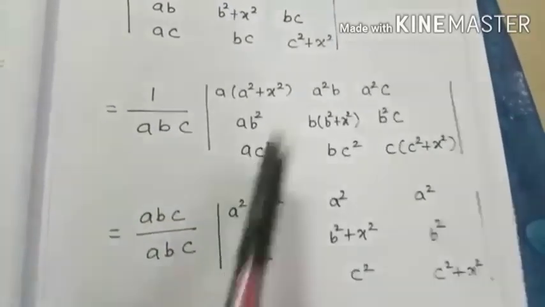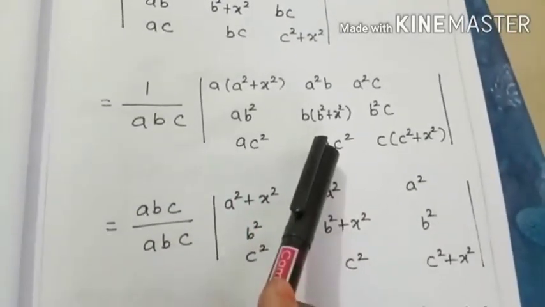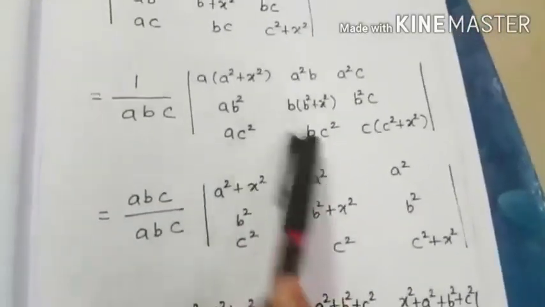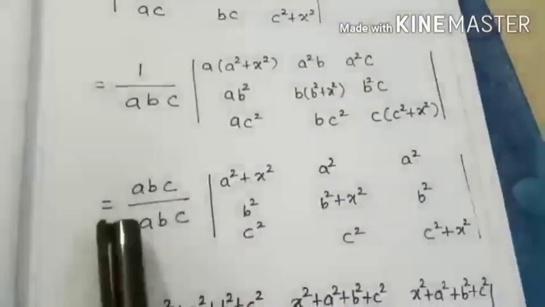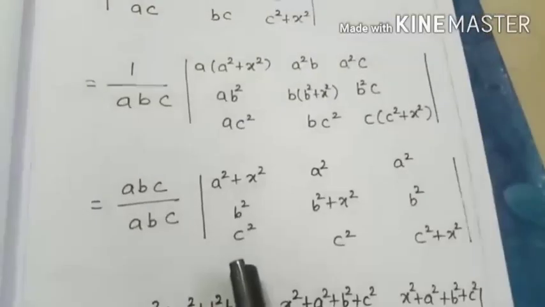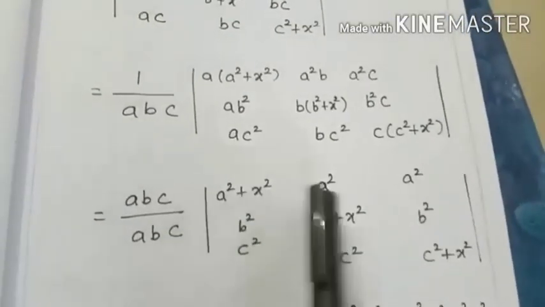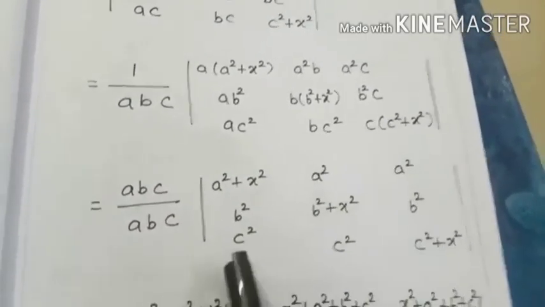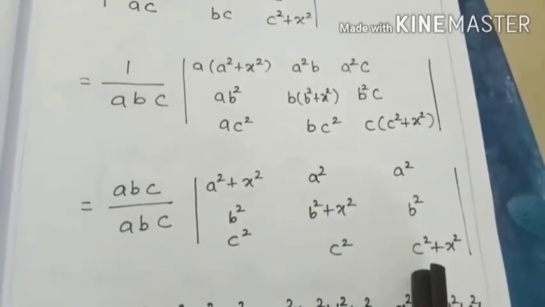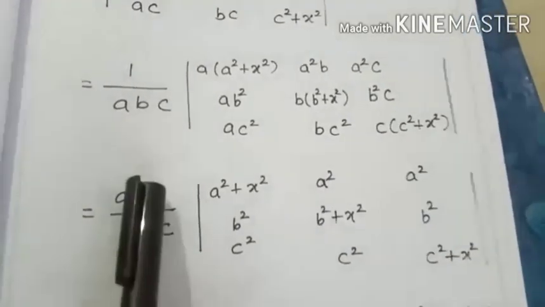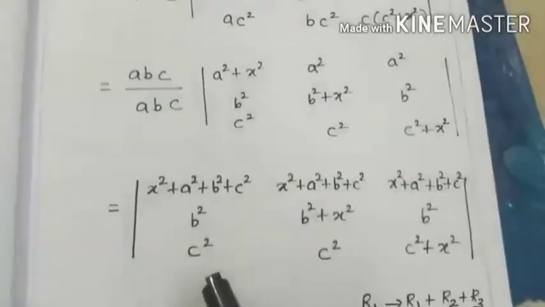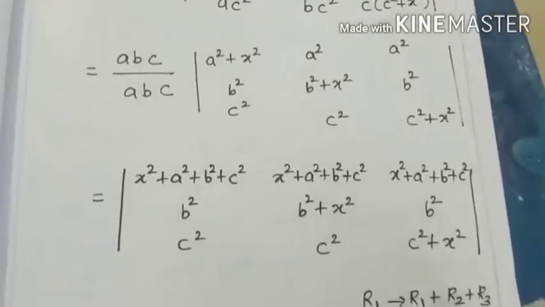So from this determinant, A is the common element in C1, B is the common element in C2, and C is the common element in C3. So taking A from C1, B from C2, C from C3, so A, B, C divided by A, B, C. The determinant is determinant of A squared plus x squared, A squared, A squared, B squared, B squared plus x squared, B squared, C squared, C squared, C squared plus x squared. So ABC both are cancelled.